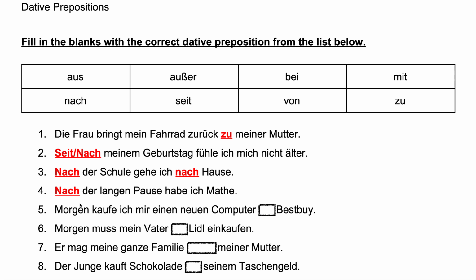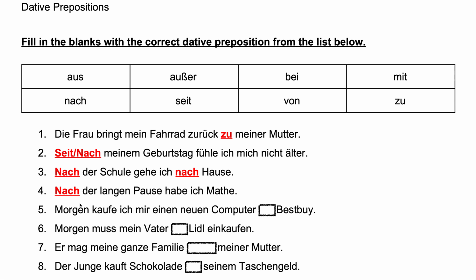Now you could be asking, why didn't we use seit here when we could have exchanged it for the other one in number 2? And this one is generally just because you can't say since the long break I have math. It's like saying that ever since you had the long break, somehow you gained math class and you didn't have it before. So instead we're saying nach because that's after and it makes more sense here.